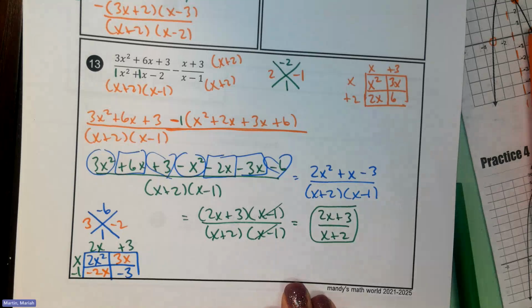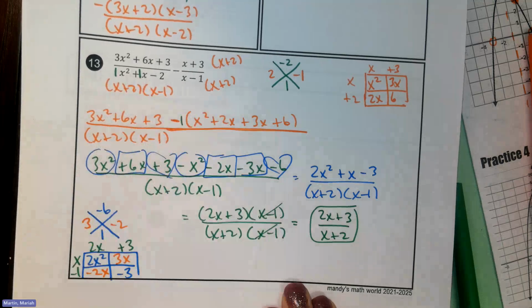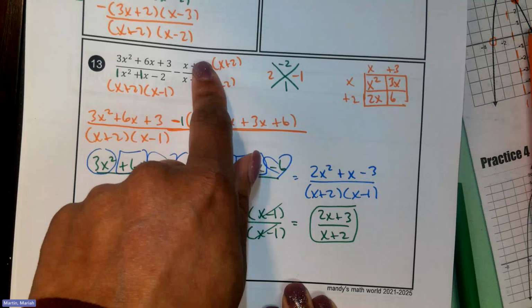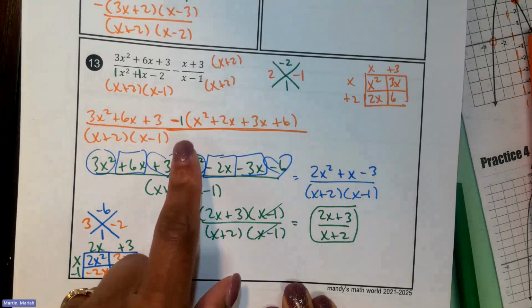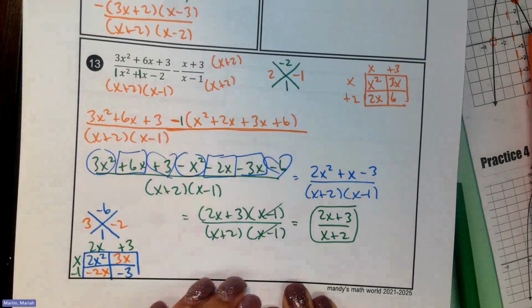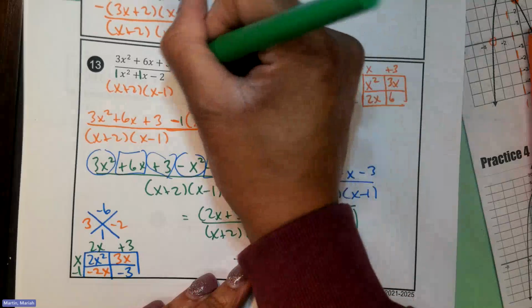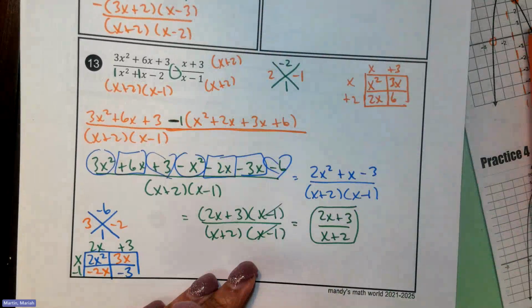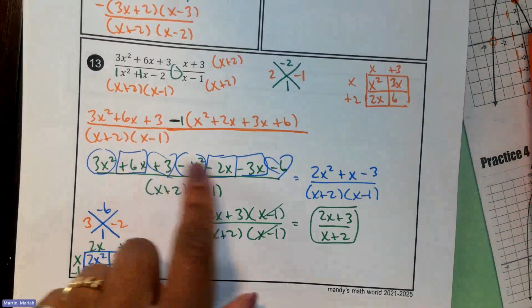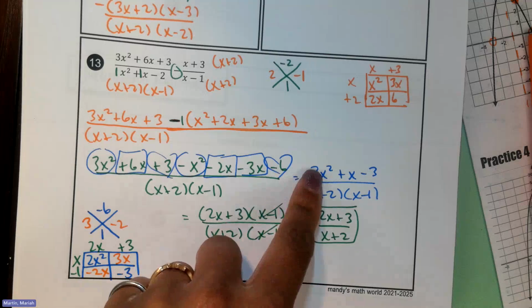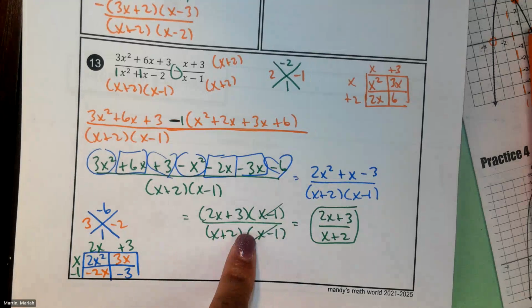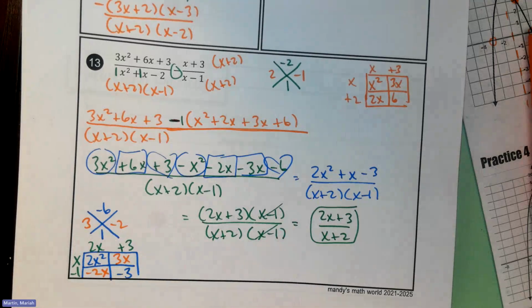So as a recap, factor if need be, only for the denominator, find out what your least common denominator is, multiply if need be, distribute if you have a negative, combine your like terms, simplify. If needing to factor, you'll simplify again.